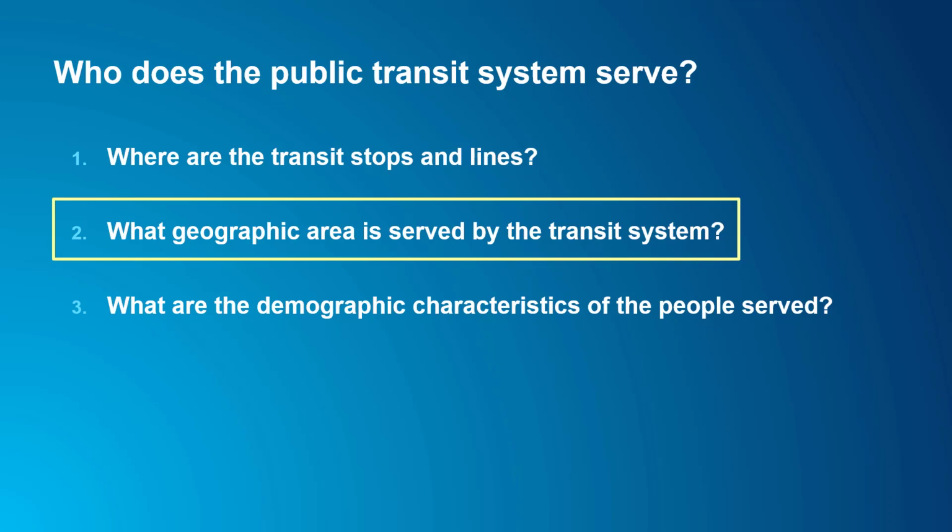In the last video, we answered the first sub-question by using GTFS public transit data to map the locations of transit stops and lines. In this video, we'll focus on the second sub-question. What geographic area is served by the transit system? We'll make use of the transit stops feature class we created in the previous video and the service area tool in the network analyst extension to map the area served by the transit system.